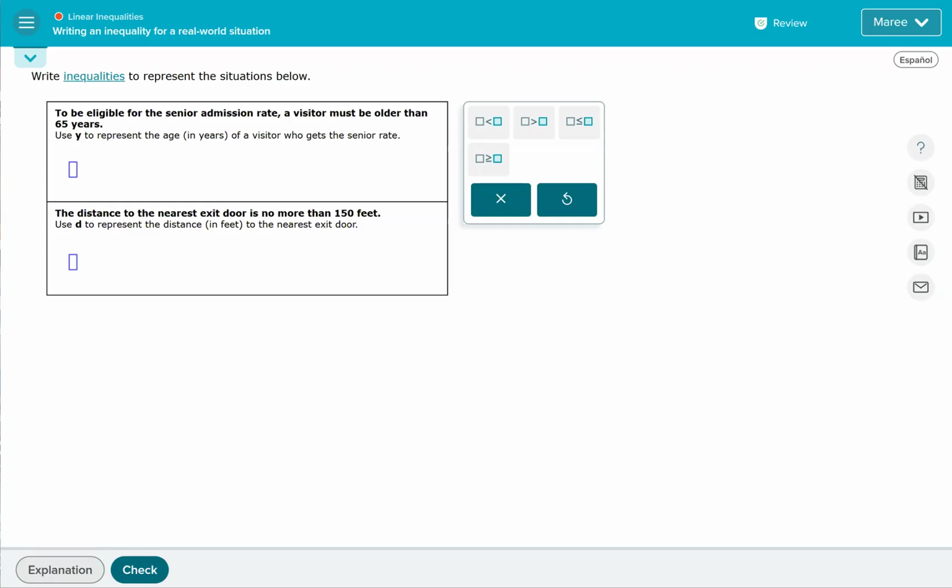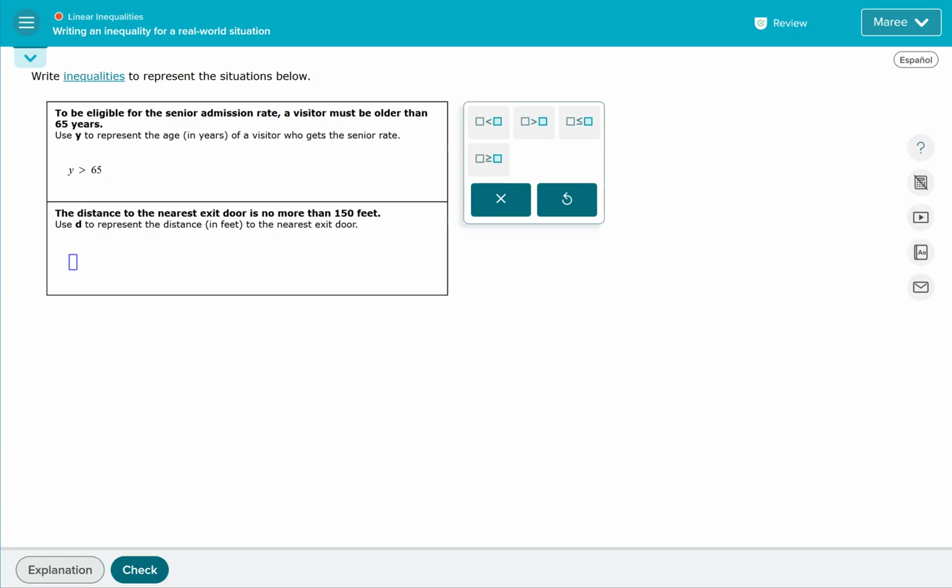To be eligible for the senior admission rate, a visitor must be older than 65. Because they have to be older than 65, they can't be equal, they can't be 65 years old, because that's not older. So when we put this in, we're going to say y, that's their age, and it has to be greater than 65. It's not greater than or equal to because, again, they have to be older. They can't be equal to.